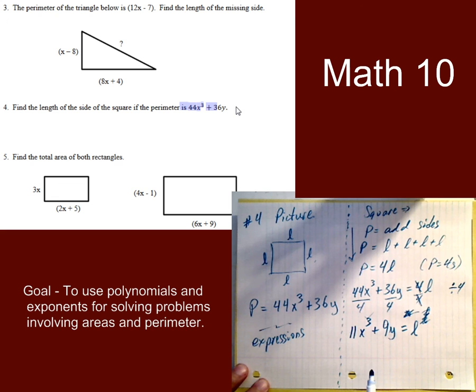So we do our dividing. 44 divided by 4 gives 11. X cubed stays. 36 divided by 4 gives 9. Y stays. And there we go. What we have here is the length being equal to this expression there. And that is finished.